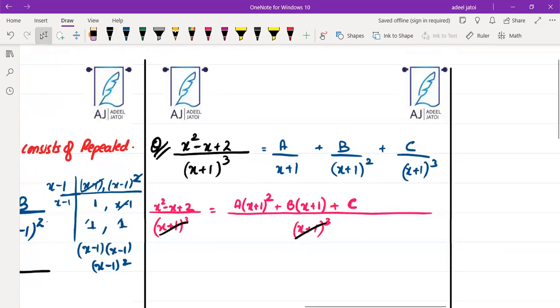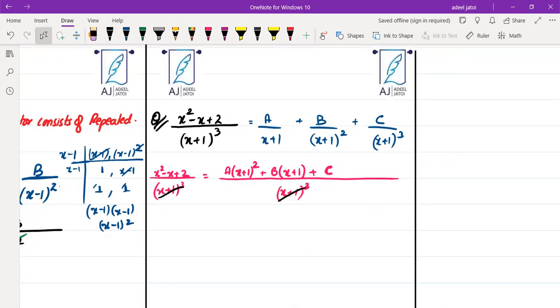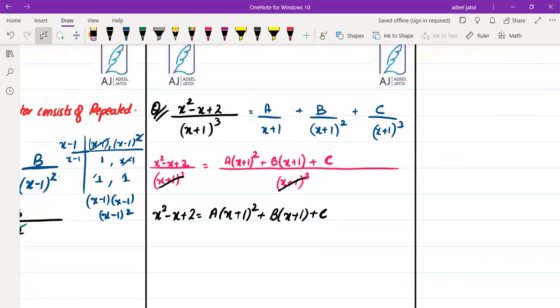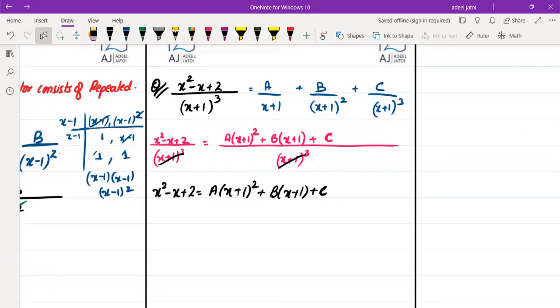So when the denominator is cancelled out, you will be left with x square minus x plus 2 is equal to a(x plus 1) whole square plus b(x plus 1) plus c. Remember that whenever you do not have linear roots, you have repeated roots, that is in case 3, we will be using the comparing method.